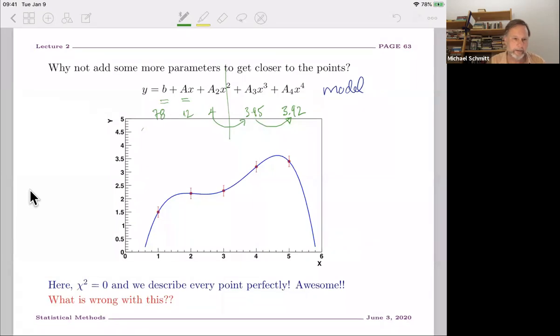Okay, next question. For periodic functions, the Taylor's expansion is not applicable. This is true, but we're not talking about periodic functions. We're talking about things that have a unique minimum. Both the chi-squared and the negative log likelihood are not periodic in the arguments.